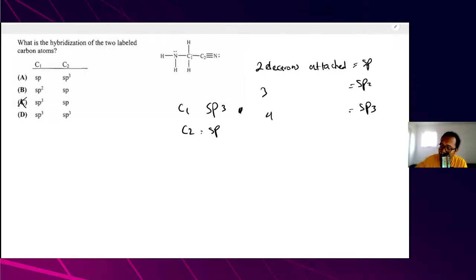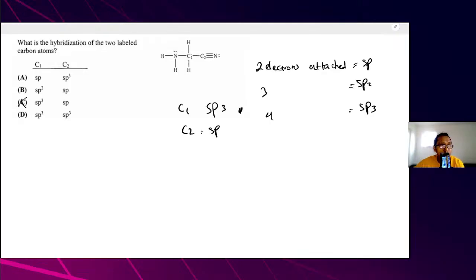However, for this one, for the C2, it only attaches to one electron group. On C1, it has a bond to N and three bonds to H, right? And then C2 as well. So the total attachment is 4 atoms. No lone pair, so it makes 4 single bonds. Steric number 4, so the hybridization is sp3.